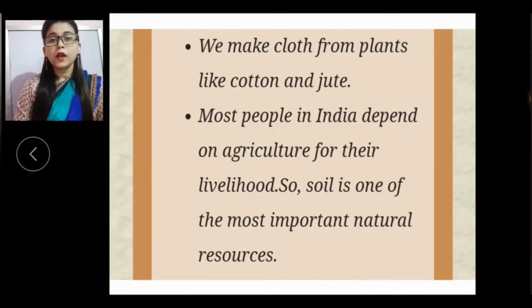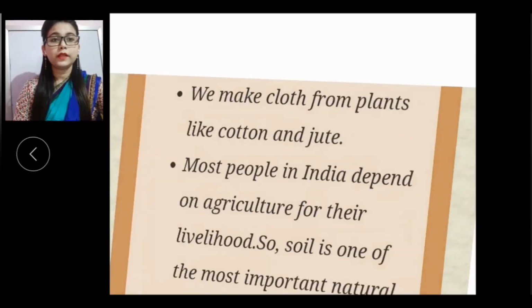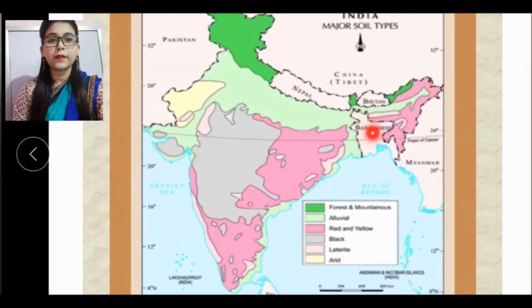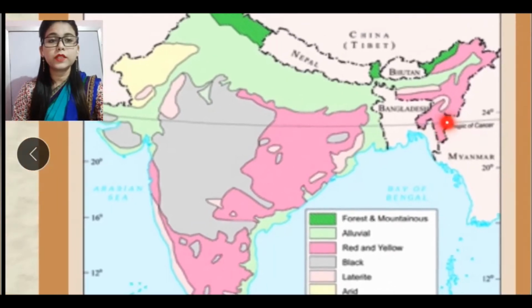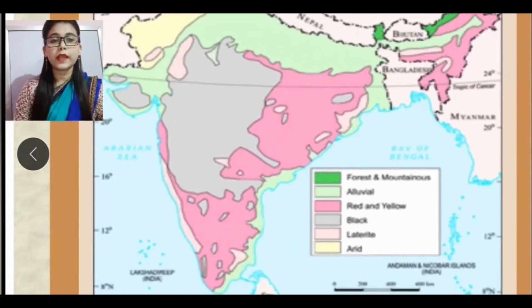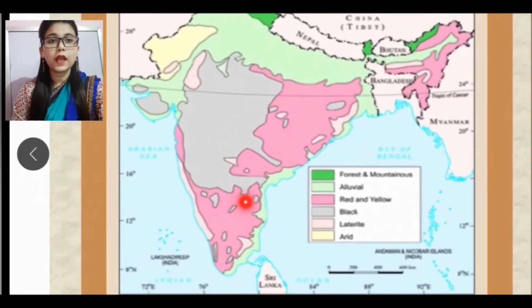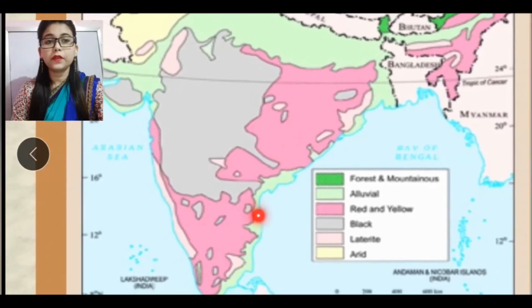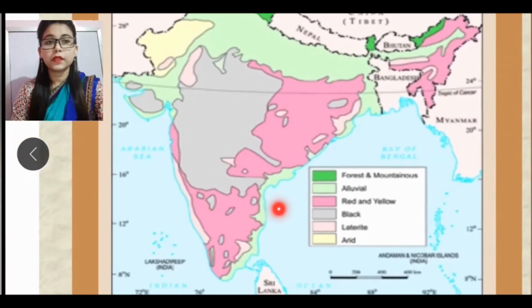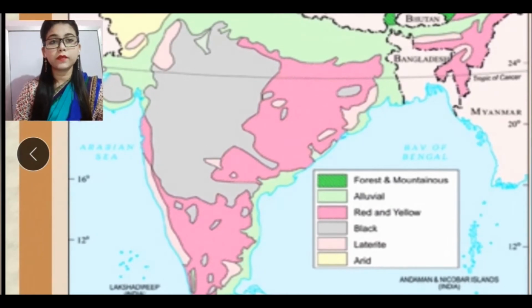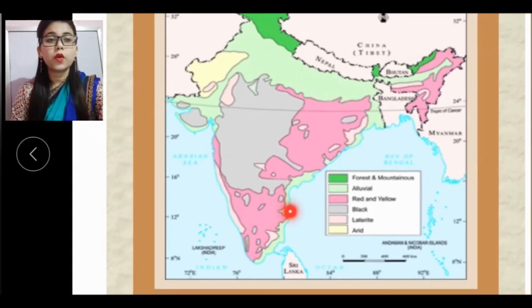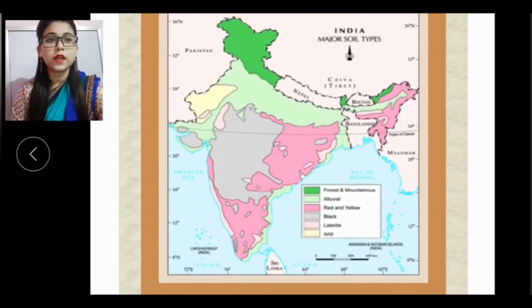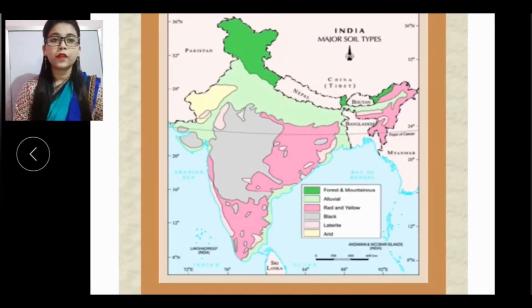So students, now the question arising in your mind is how this soil is formed. Let's move further and first see the major soil types in India. Here you can see forest and mountains shown in green color on your map. Alluvial soil is given in light green color. Red and yellow soil is given in pink color. Black soil is given in grey color. Laterite soil is given in light pink color. So this is how the major soil types are found in India.